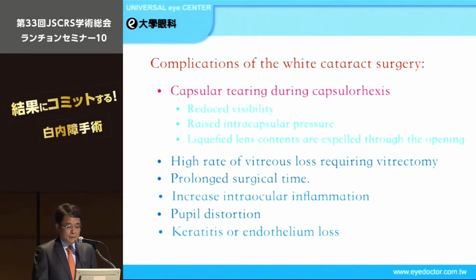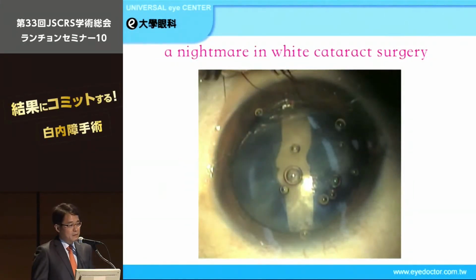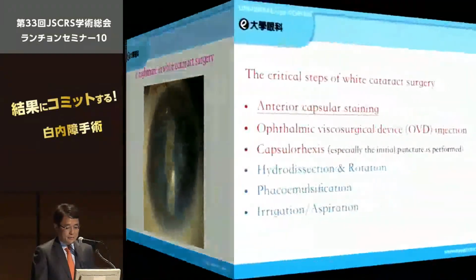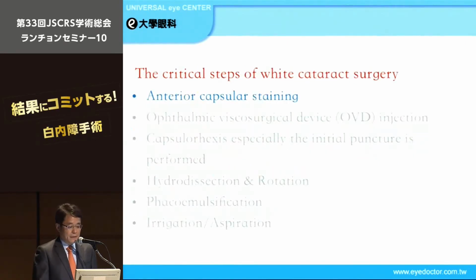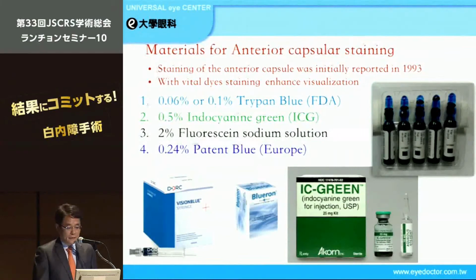The complications of white cataract surgery include capsular tearing during capsulorhexis, a high rate of vitreous loss requiring vitrectomy, and so on. I suppose this is a nightmare to most young surgeons in white cataract surgery. So I recite some critical steps of white cataract surgery. The first step is anterior capsular staining. There are several materials for anterior capsular staining since 1993.